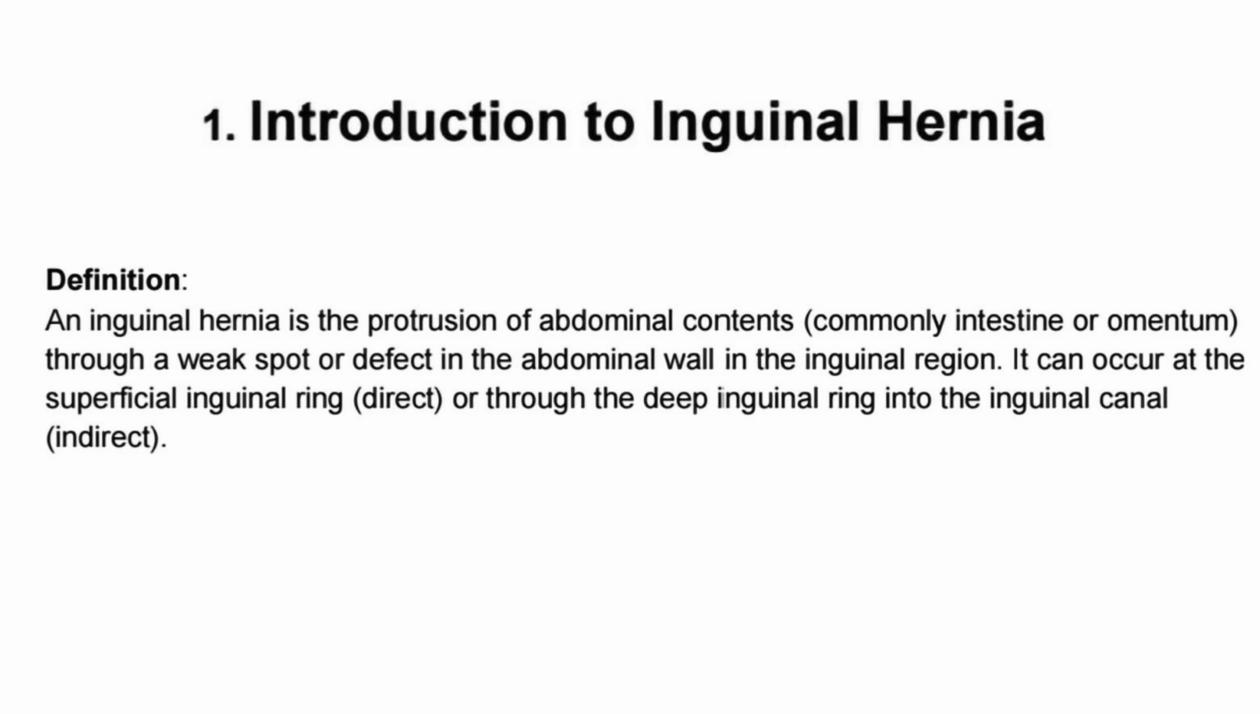There are two main types of inguinal hernias. In an indirect inguinal hernia, the abdominal contents protrude through a natural opening called the deep inguinal ring and pass into the inguinal canal. In a direct inguinal hernia, the contents push directly through a weakened area of the abdominal wall near the superficial inguinal ring.